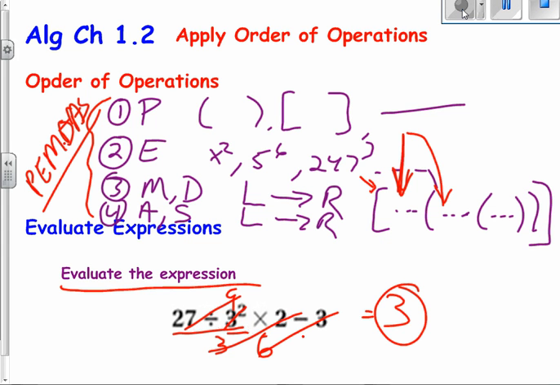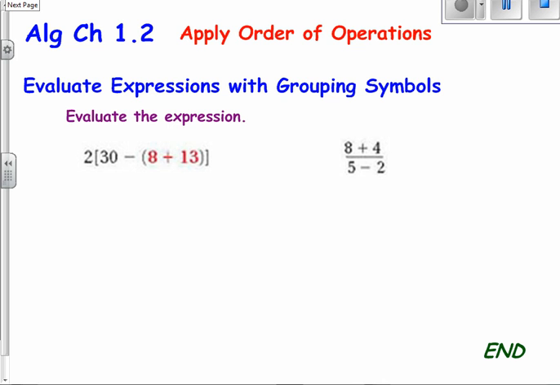Okay, so let's see what's on the next slide here. That's our last slide. It says evaluate the expressions with grouping symbols. All right, so again, let's go ahead and do this here. If we start our PEMDAS, our process, here's a set of parentheses. So we have to go inside the set and start our PEMDAS all over again. Again, we notice that there's another set of parentheses. We got to go inside that and start it again. Looks like I'm adding here 8 plus 13, so I must do that first. So I have 30 minus, and then 8 plus 13, that would be what, 21?